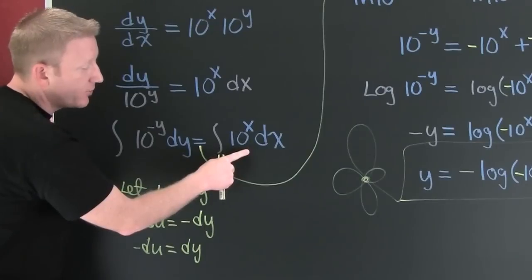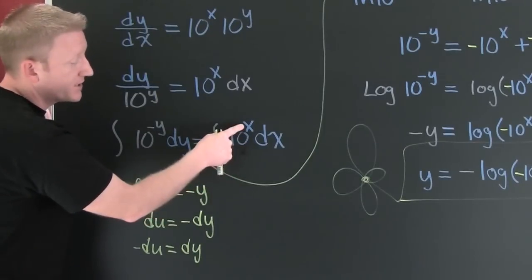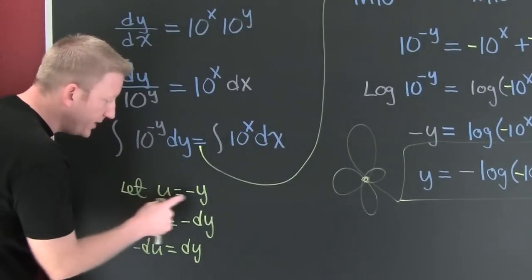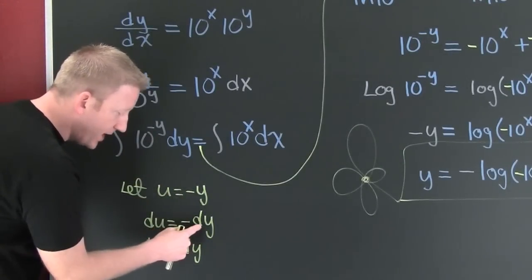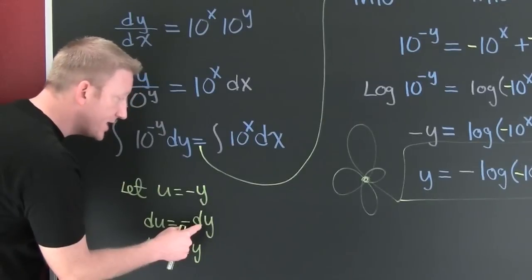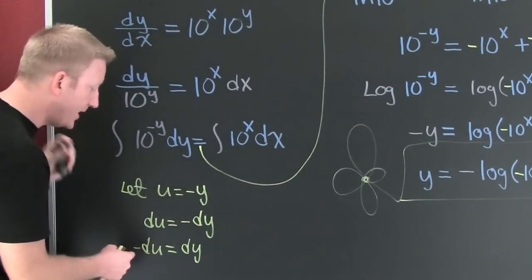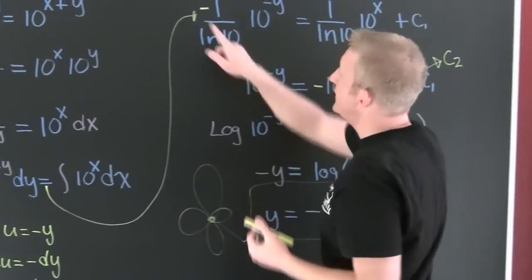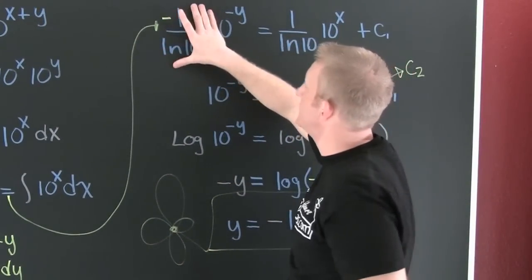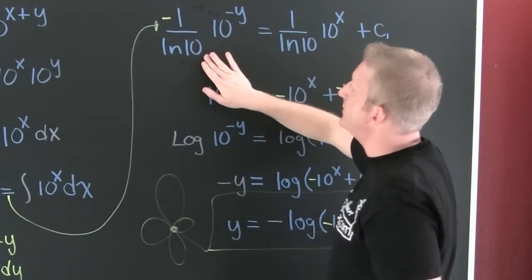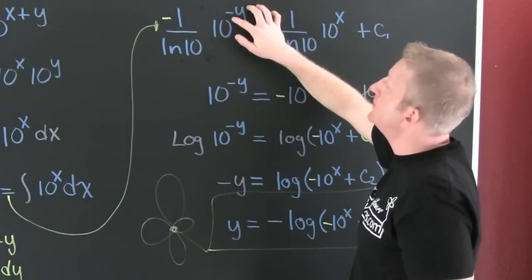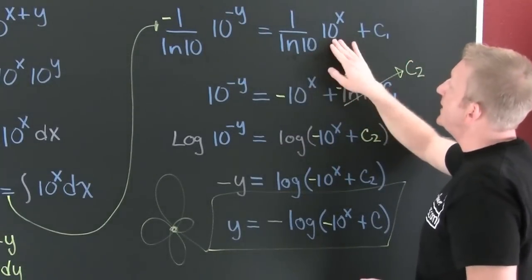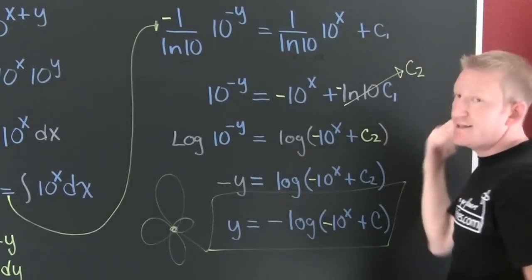So this one on the right integrates just fine, because I have my u and I have my du. But over here we run into a little bit of trouble. Here I'm going to let u be minus y. Then du is minus dy. So when I make my substitution, I'm going to have a minus on the outside of my integral. That minus gets tacked onto the product, so I have 1 over the natural log of the base times the base to the exponent. And over here I have 1 over the natural log of the base, then the base to the exponent, and then I'm going to add that constant.